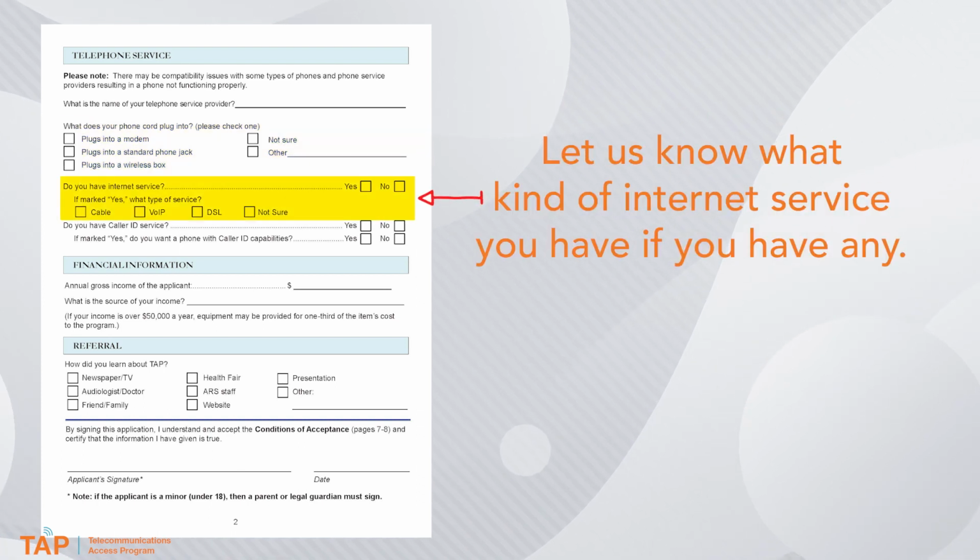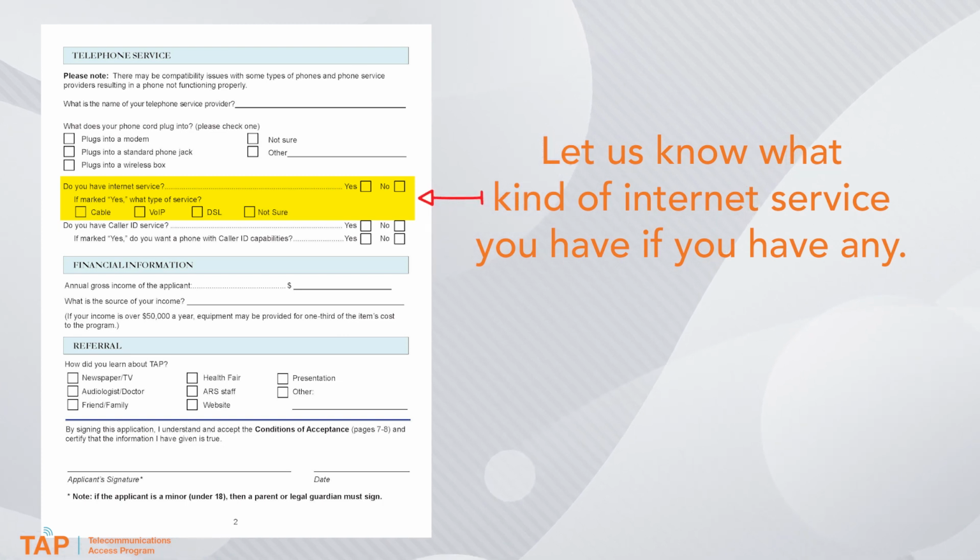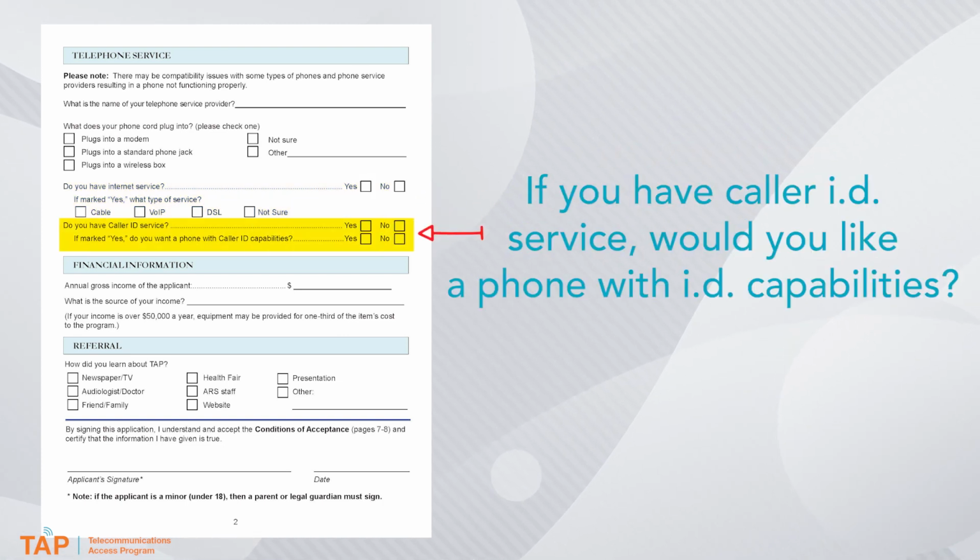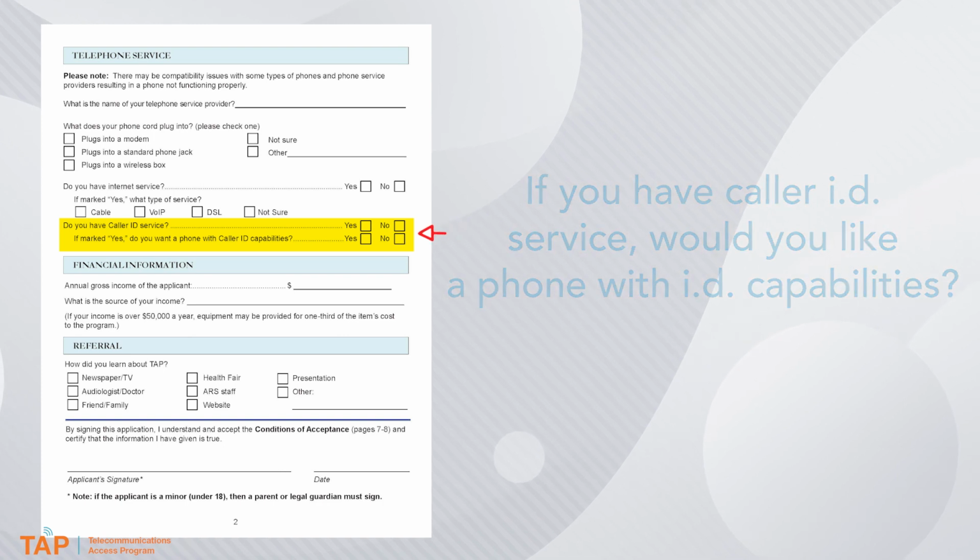Do you have internet service? If you do, what kind of service do you have? Cable? Voice Internet Protocol, VoIP? DSL? Maybe you're not sure. Please write that down. Do you have caller ID service? If you marked yes, do you want a phone with caller ID capabilities?